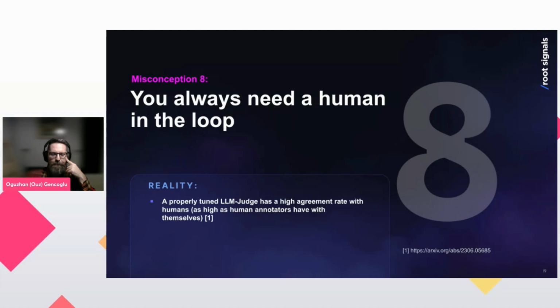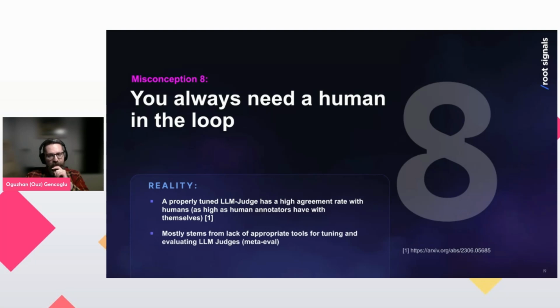It shows that a properly tuned and instructed LLM judge has quite a high agreement rate with human domain expert judges. In fact, the agreement rate, or disagreement rate, however you want to call it, between the judge and the human is pretty much the same as the agreement rate between humans, because there's subjectivity between annotators. Even when they are both domain experts, there's some variation, and that level of variation is in fact the same between a human and an LLM judge when the LLM judge is tuned properly.